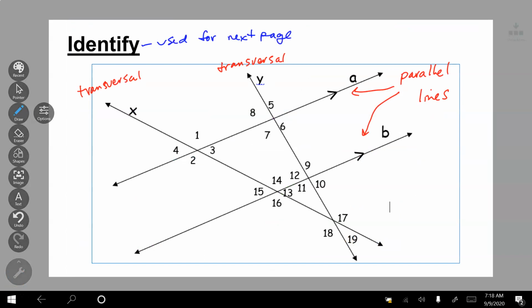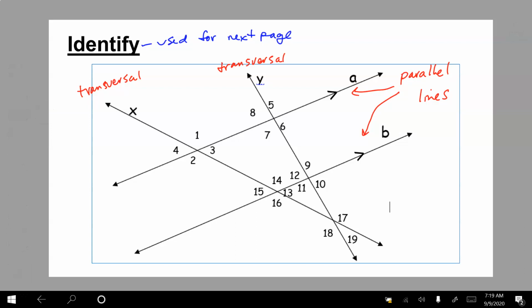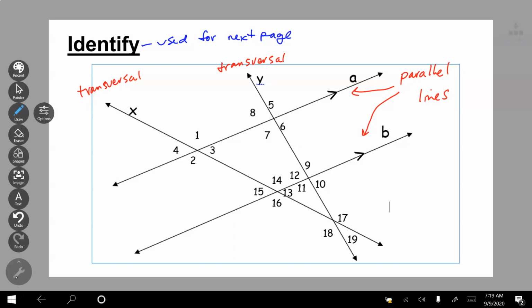Here's one way to look at this diagram. I have two parallel lines, A and B, and I have two transversals for those parallel lines, X and Y. That's one way to look at it. When they're parallel lines, that means a lot of things are going on. That angle 5 and angle 9 are corresponding, but they're also going to be congruent. But another way to look at it, I'm going to erase this.